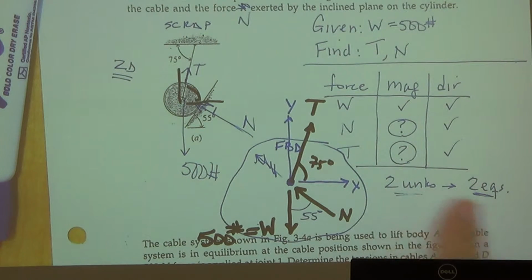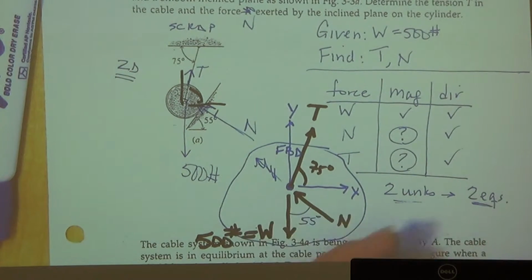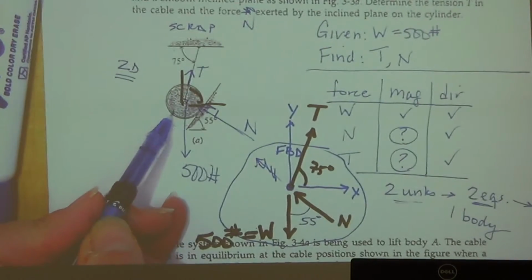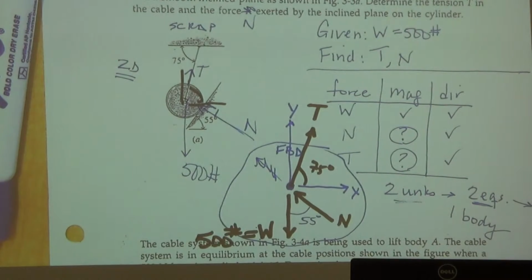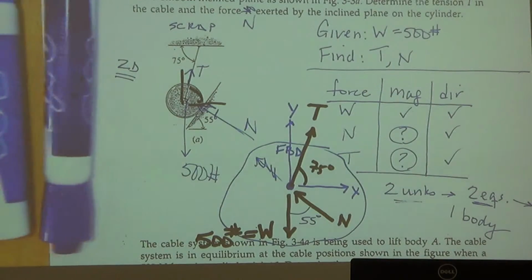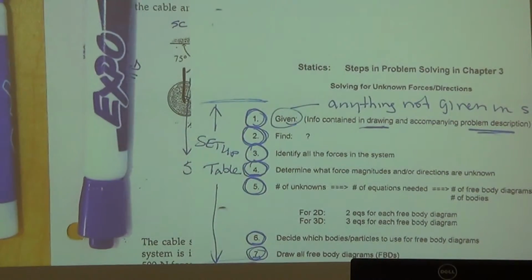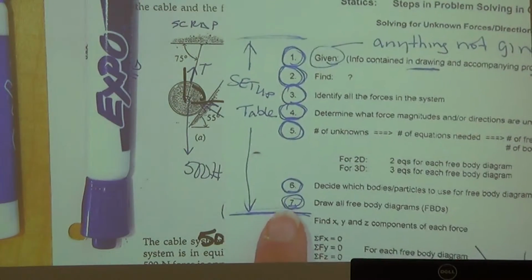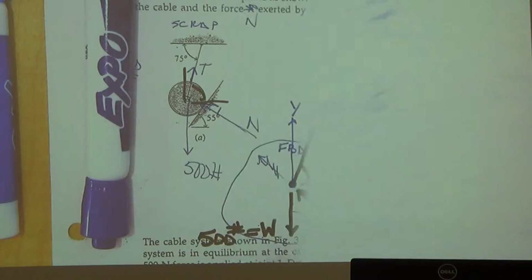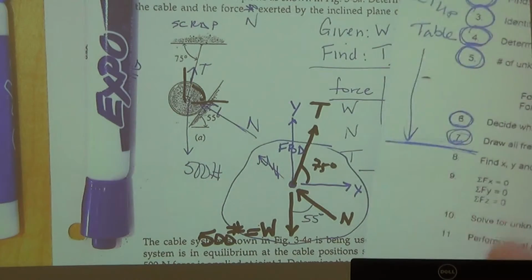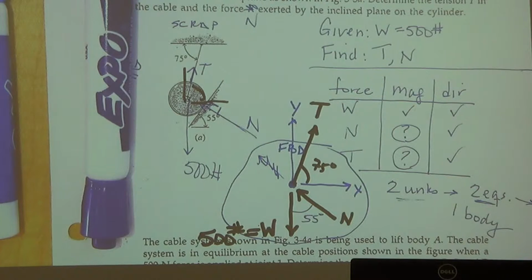Because there were two unknowns, we needed two equations. Because there are two equations, we knew we needed to analyze one body. We chose the cylinder and drew the free body diagram of the cylinder. So we've done all steps from 1 to 7. The only thing we haven't done is find the components of each of the forces and then solve the equations. We're not going to do that because we're going to do a lot of setups today, so we're moving on to the next problem.